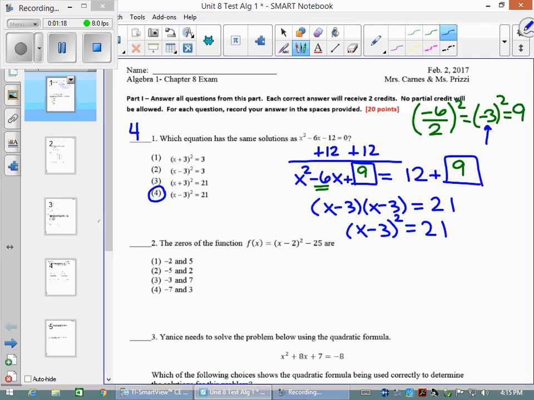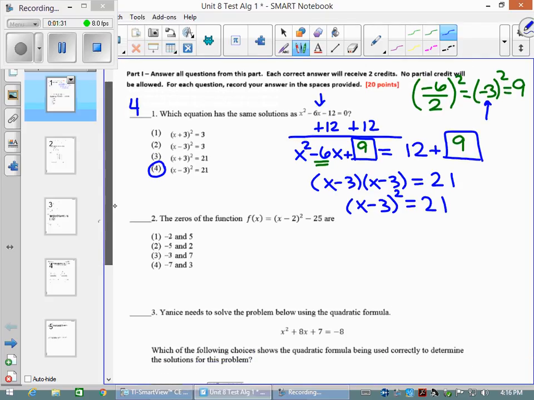You also could have typed your original quadratic into your y equals, typed in your 4 choices one by one, and seen which of the graphs matched the original. Another way you could do it in the calculator.